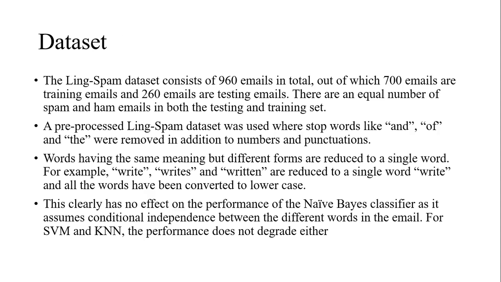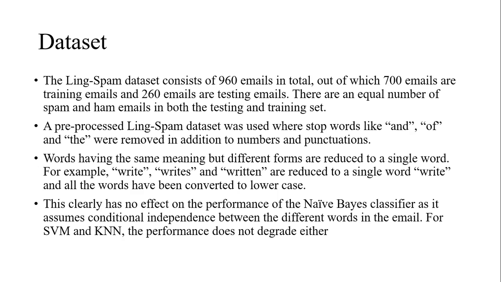Now, let us look at the dataset that I have used. It is called the Ling-Spam dataset and it consists of 960 emails in total. The distribution of the dataset will be explained in the next slide. Here, I have used a preprocessed Ling-Spam dataset. What the preprocessed dataset has done is that it has removed the stop words like and, of, is, the, and in addition to that, it has also removed punctuation and numbers which are irrelevant in the spam filter.